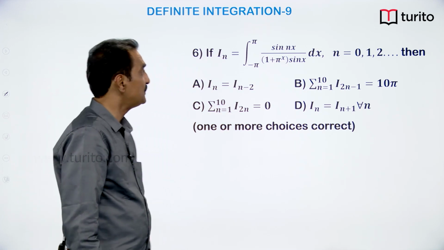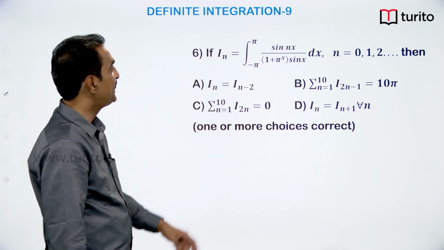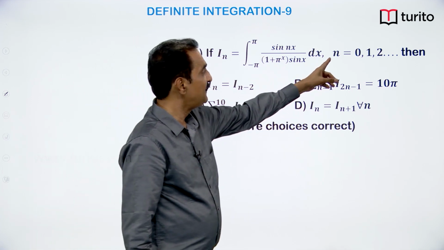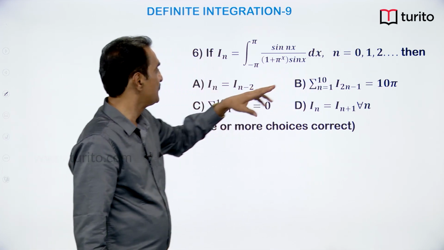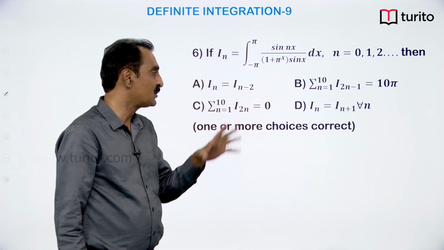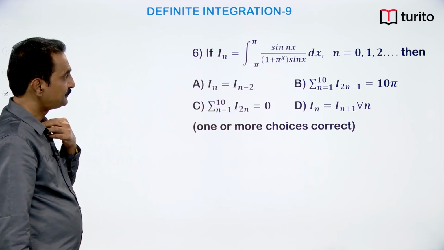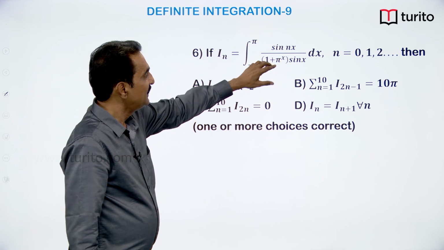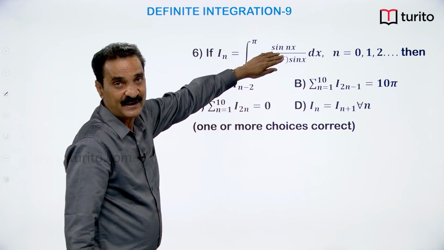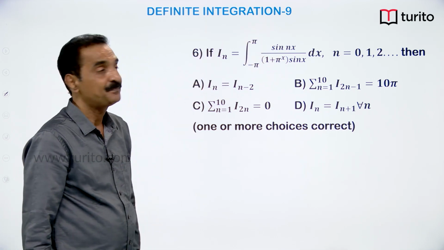If I_n is equal to integral minus pi to pi, sin nx by (1 plus pi power x) into sin x dx, for n is equal to 0, 1, 2, 3 and so on, which of the options are correct? One or more choices are correct. Now, first, if 1 plus pi power x is not there, then we know the approach for sin nx by sin x. So, how to get rid of this 1 plus pi power x?